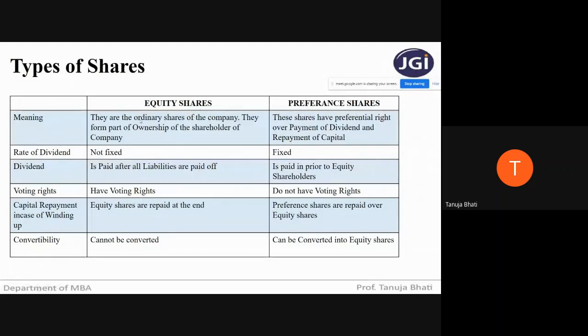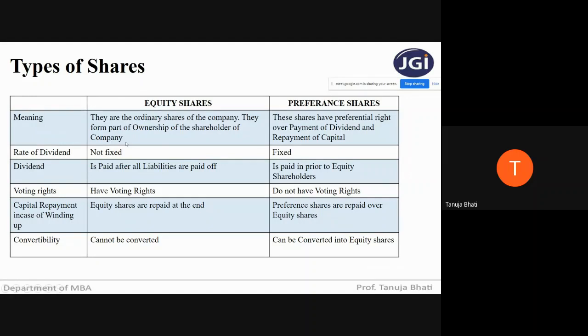As already explained in module number 1, but still continuing, equity shares are the ordinary shares of the company. When they say that XYZ company has issued ordinary shares, you have to understand it is equity shares. So equity shares is nothing but one nomenclature given to the ordinary shares. And what does an equity share represent? They form part of the ownership of the shareholders of a company.